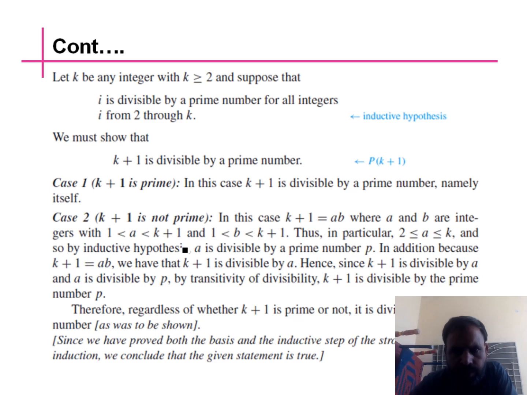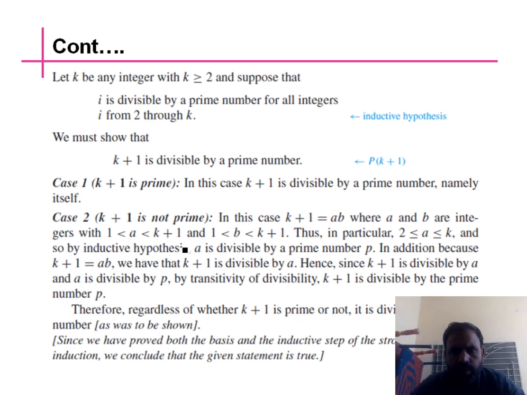Case 1: if k plus 1 is prime, in this case k plus 1 is divisible by a prime number, namely itself. Case 2: if k plus 1 is not prime, in this case k plus 1 is equal to a times b, where a and b are integers with a between 1 and k plus 1 and b between 1 and k plus 1. Thus in particular you can see that a is between 2 and k.